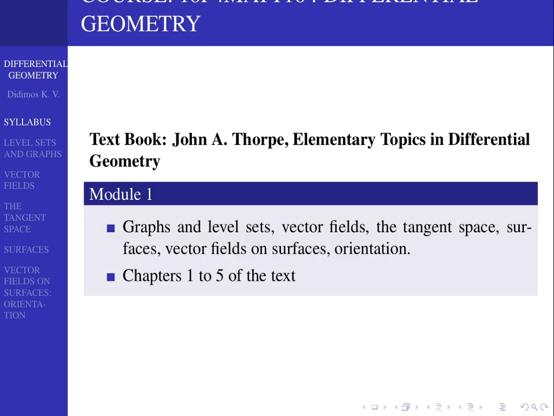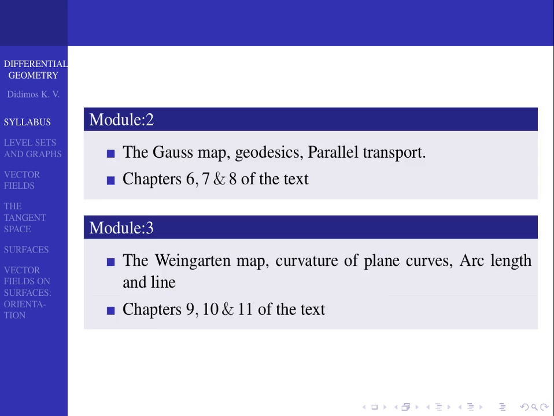The textbook for this course is Elementary Topics in Differential Geometry by John A. Thorpe. The book is available in the department library and main library as well. Module 1 consists of graphs, level sets, vector fields, the tangent space, surfaces, vector fields on surfaces, orientation. This consists of chapter 1 to 5 of the textbook.